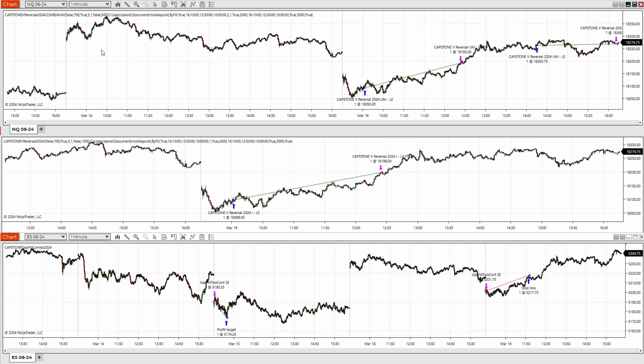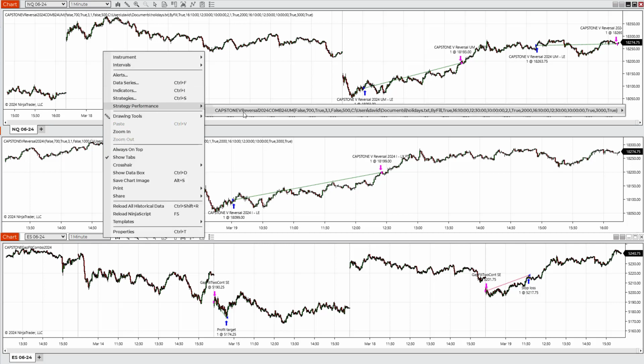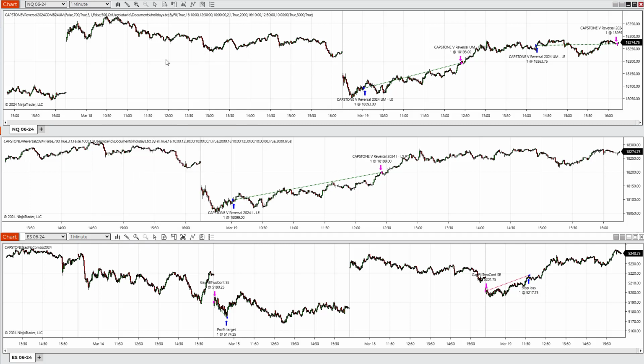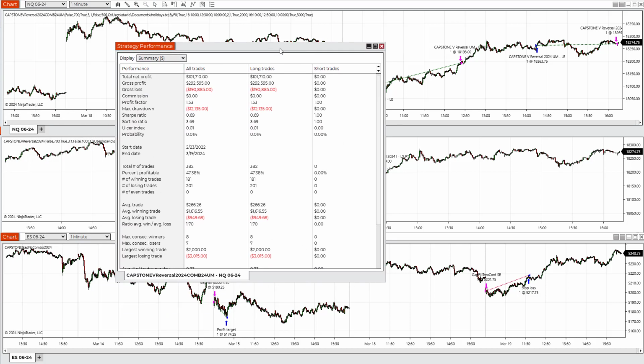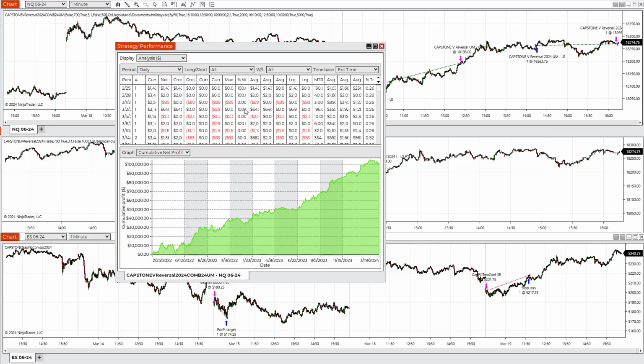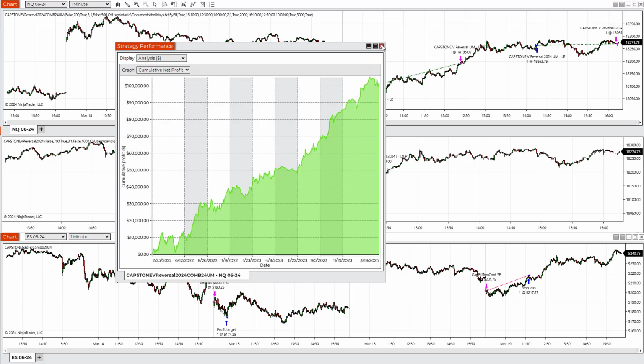Let's look at the performance summary for this setup. It's designed specifically to capture V reversal type trades. And here is the performance summary: 101,710 with a 12,135 drawdown. It's a combination of 2 strategies. Here is the equity curve, and you can trade these individually as well.